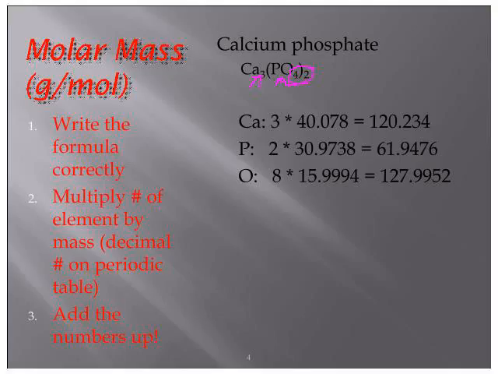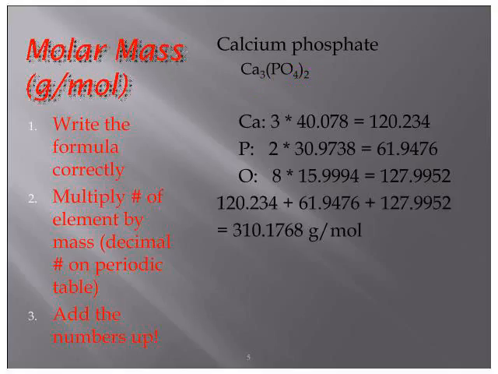And the last step is to add them up. And you get the mass 310.1768 grams for calcium phosphate. When you're doing your molar masses, you want to go ahead and use all the decimals that are there. When you give us your final answer, we'll talk about how many we want in the final answer itself later on in the unit.